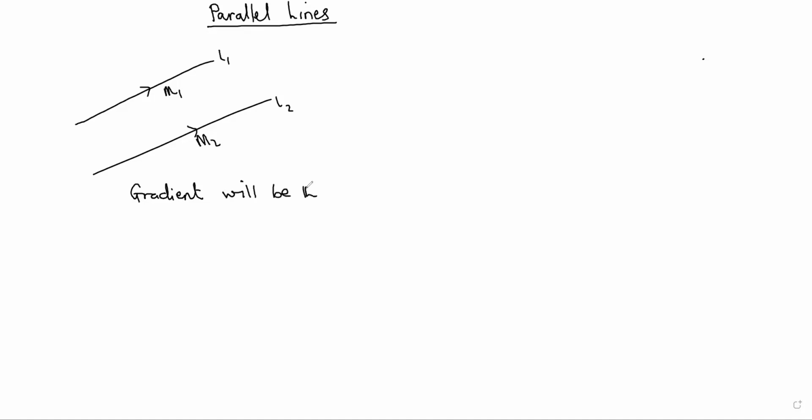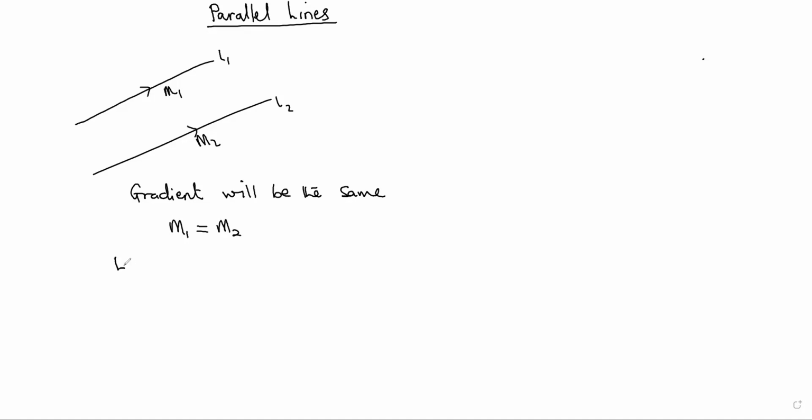Okay, so we continue with parallel lines. Parallel lines simply are lines that have the same gradient and they do not meet. So this is line 1, line 2, these are parallel lines, and the gradient of M1 will be the same as the gradient of M2. So for parallel lines, the gradient will be the same. Simply, your M1 should be equal to your M2 for parallel lines.